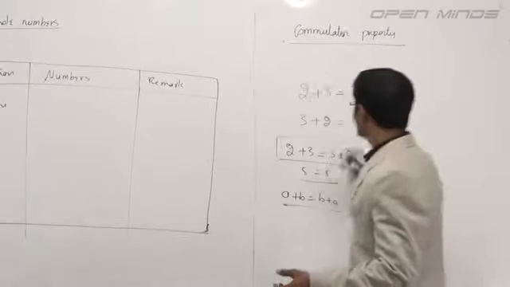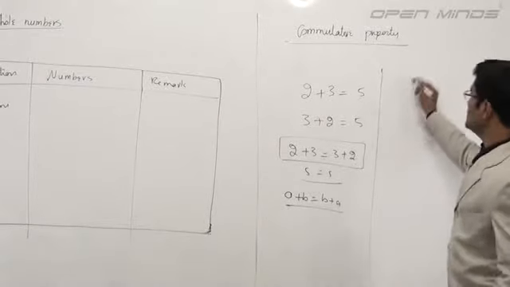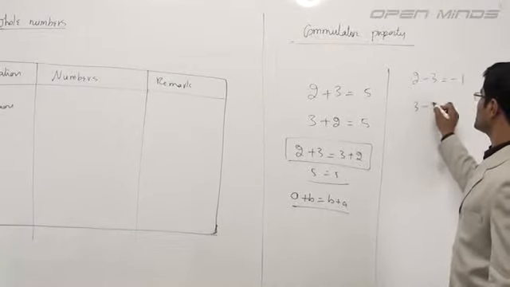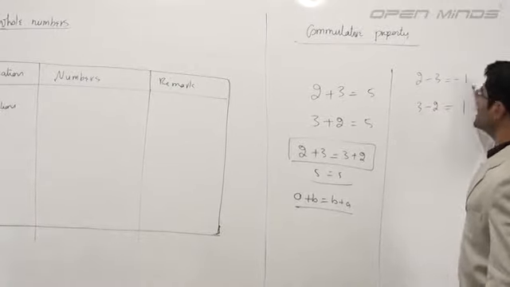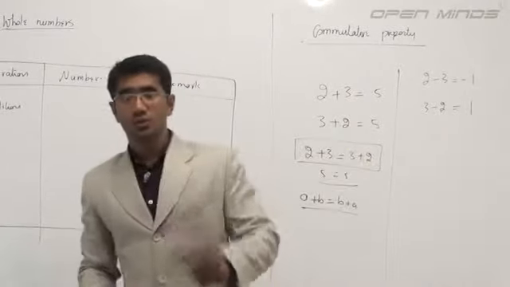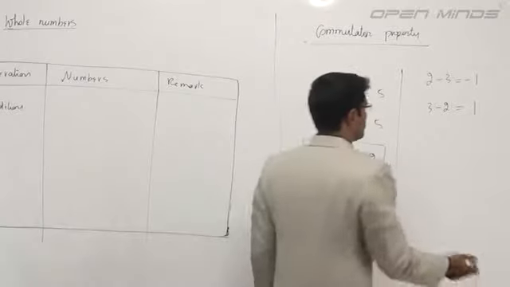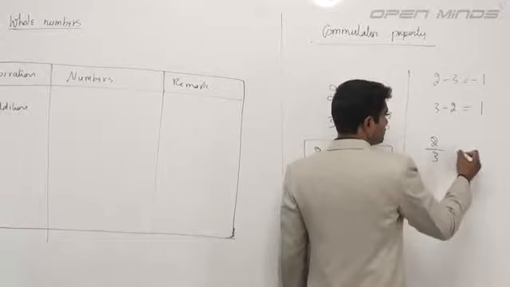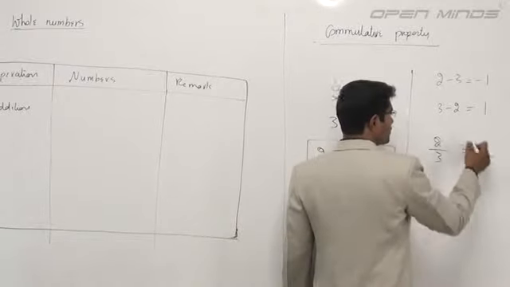Now let's check whether it is possible in subtraction. Let's take 2 minus 3, which is minus 1, and what is 3 minus 2? That is plus 1. Now I can see that these are not equal. So here, commutative property would not hold good. Now if I take 2 divided by 3, will that be equal to 3 divided by 2? No, it will not be equal.